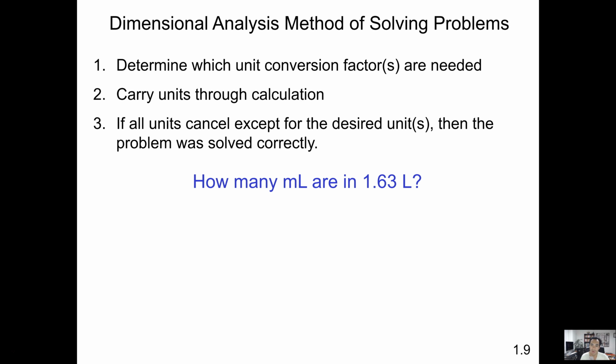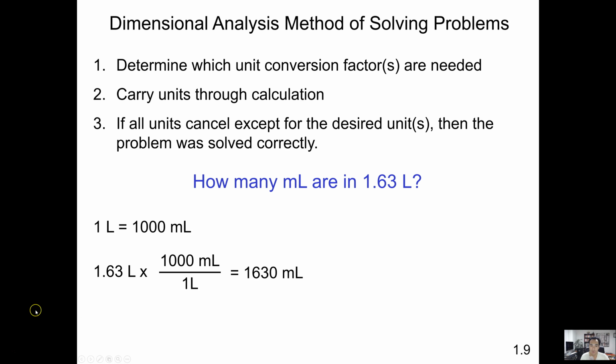How many ml are in 1.63 L using dimensional analysis? Now first off, we have to figure out how to do the conversion from liters to ml, and we already know that 1000 ml equals 1 liter. So if that's the case, you're going to put 1.63 L in the front, indicating what you know, and then you're going to multiply it by a fraction indicating the ratio, or the conversion factor, what they call it, to cancel out the actual units.